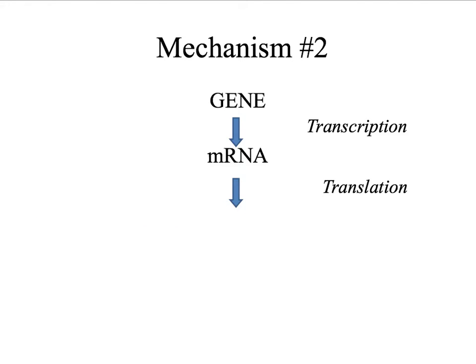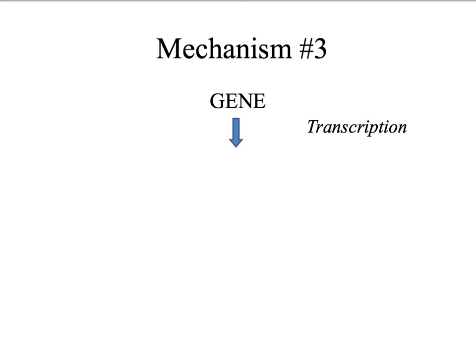The second way is if we somehow stop translation. So if translation is no longer occurring, if we don't have translation, we don't get a protein, therefore that function doesn't happen in that cell. Finally, we could affect transcription. So making the mRNA, no transcription means no RNA, which means no protein in the long run.